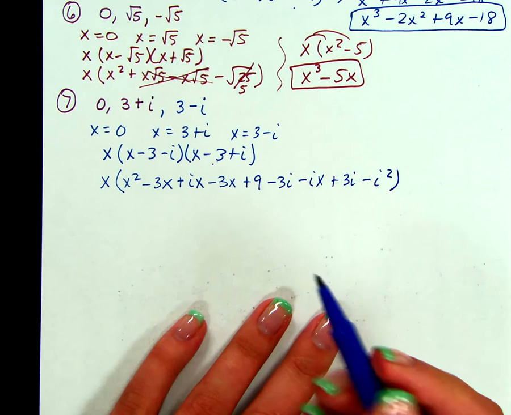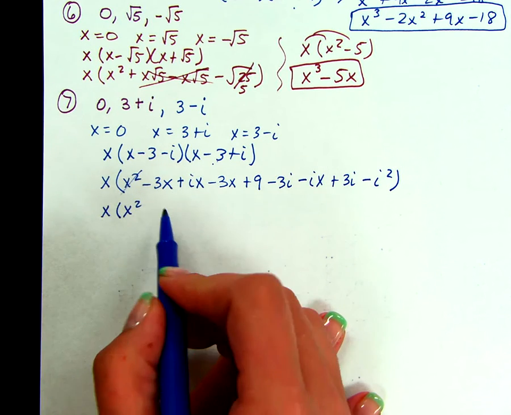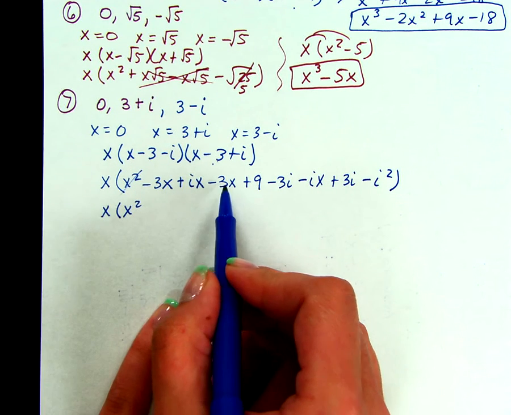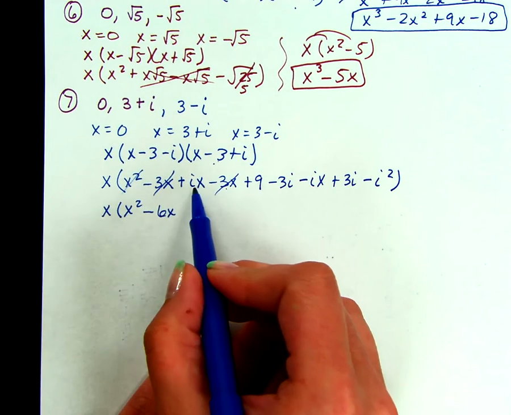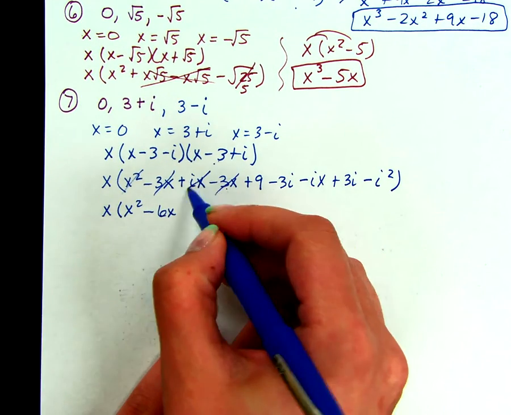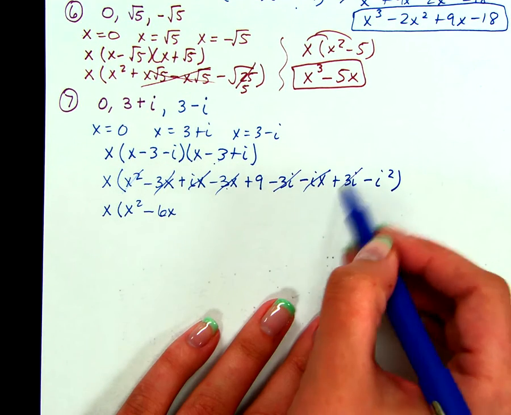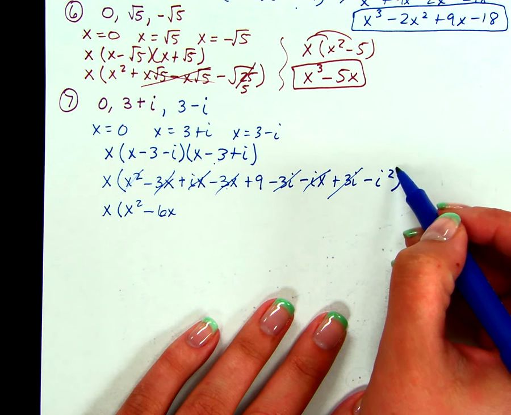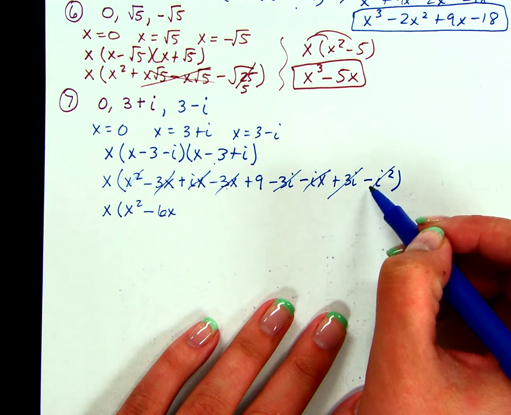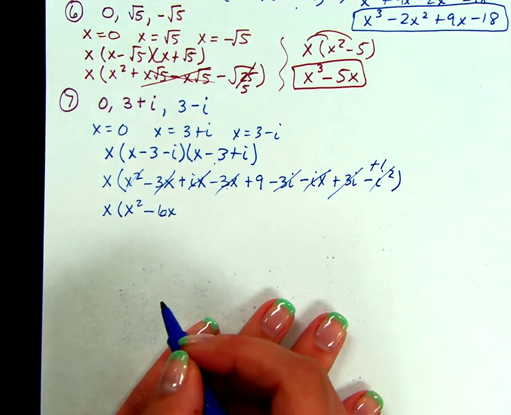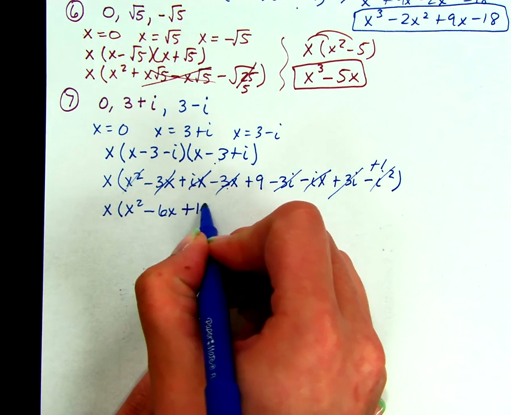Okay, so again, we want to simplify, so combine like terms. So there we'll have an x squared. And then negative 3x and a negative 3x will be negative 6x. And then we have a positive ix and a negative ix, so those just cancel out. And then we have negative 3i and positive 3i, so again, those cancel. And then we have to remember that i squared is really the same thing as negative 1. So this means negative 1 times a negative, so this will end up being a positive 1. So now we can combine that with our positive 9 to make 10, so positive 10.